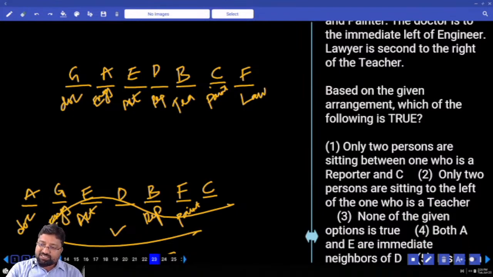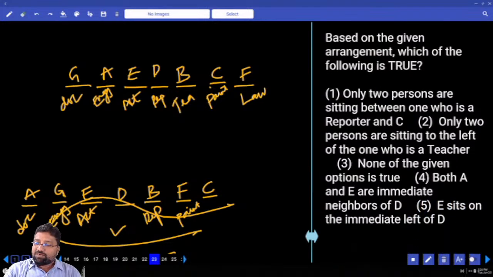Only 2 persons are sitting between the one who is a reporter and C. No, only one person is there. Only 2 persons are sitting to the left of the one who is a teacher. None of the given options is true. We'll come back to that later after we see the other 2 options. A and D are immediate neighbors of D. No. E sits on the immediate left of D. Yes. Which option? Fifth option.